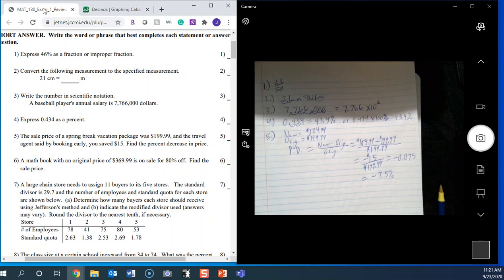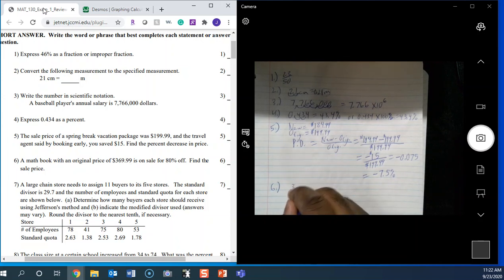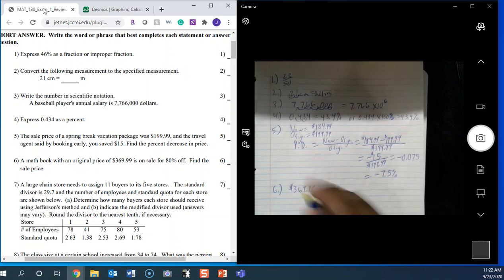All right, so now let's see. Number 6. This is dealing with sales price. It says a math book with an original price of $369.99 is on sale for 80% off. Find the sales price. So if we have $369.99 and then it's 80% off. Now, you have to think about this here. They want to know just what the sales price is. Okay, so this is what we would need to do.